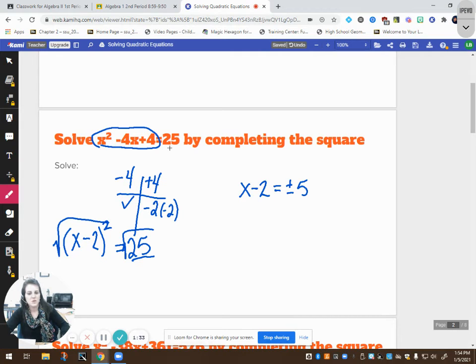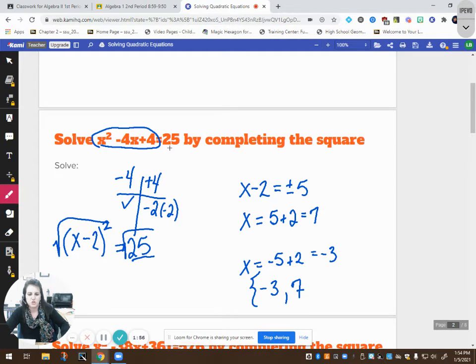Okay, so now we can solve for x. We're going to add that 2 to both sides. So we have x equals positive 5 plus 2, which equals 7, or we have x equals negative 5 plus 2, which is negative 3. So my solutions are negative 3 and 7. This is my solution set. So x could equal negative 3, x could equal 7.